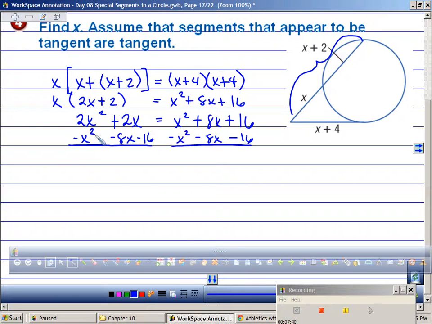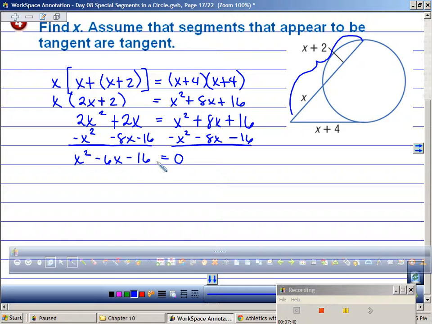Alright, 2x squared minus x squared equals x squared. 2x and a negative 8x makes negative 6x, and negative 16 all equals 0. Now you can use the X box first. If the X box didn't work, you could complete the square. If you don't like completing the square, you could use the quadratic formula.